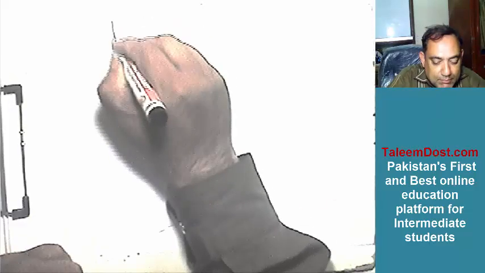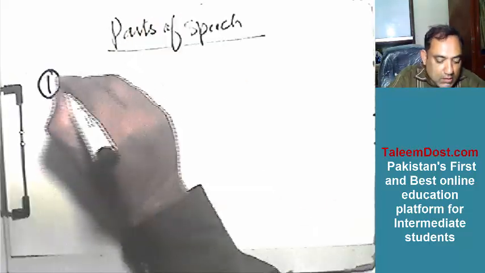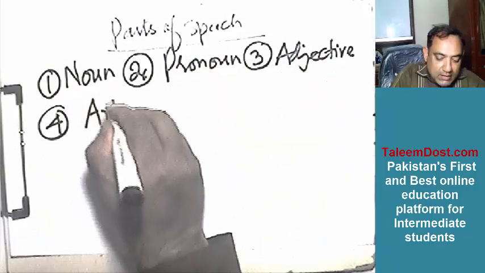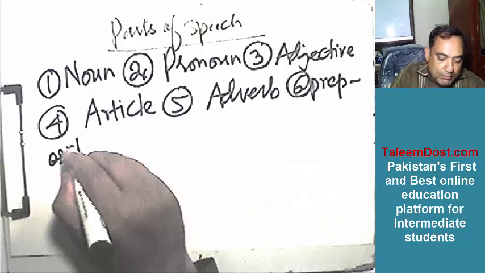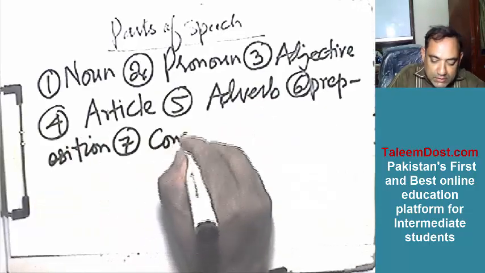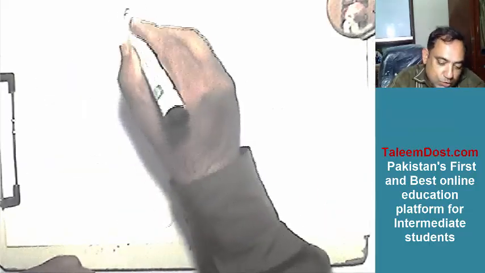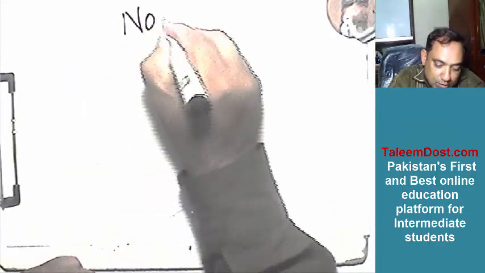Parts of speech में हम देखेंगे noun, pronoun, adjective, article, adverb, preposition, conjunction, interjection और verb. जी स्टूडेंट, सबसे पहले हम शुरू करेंगे noun.